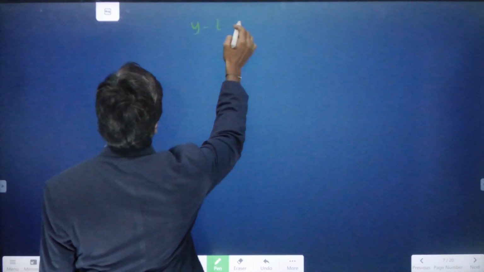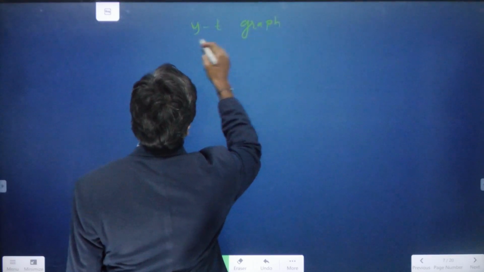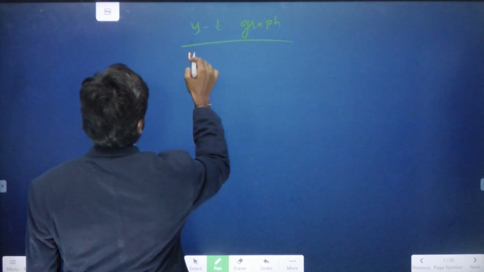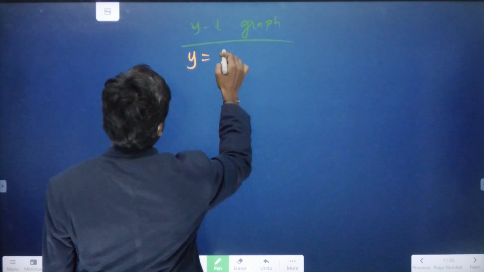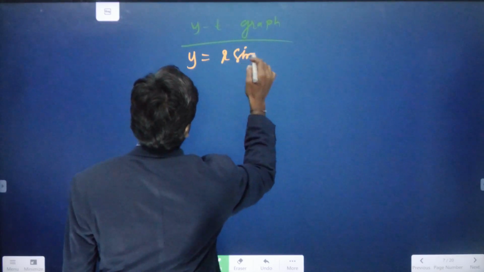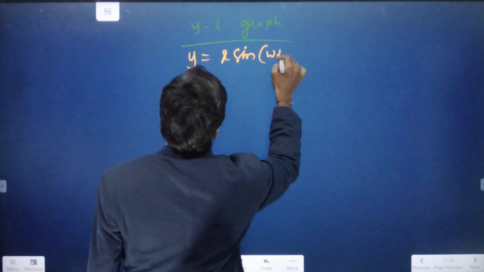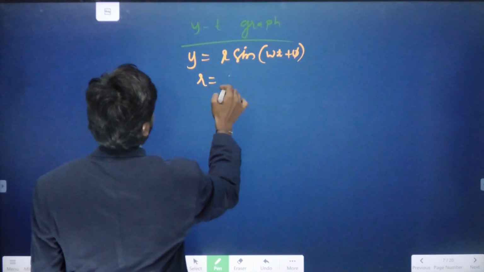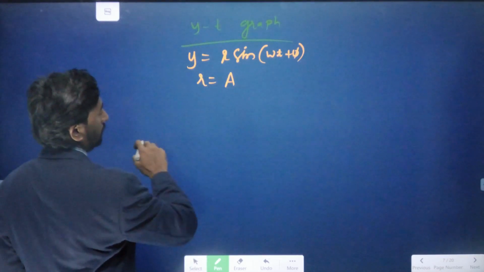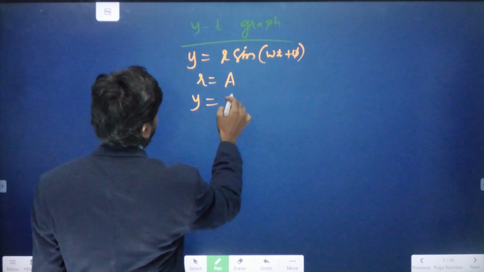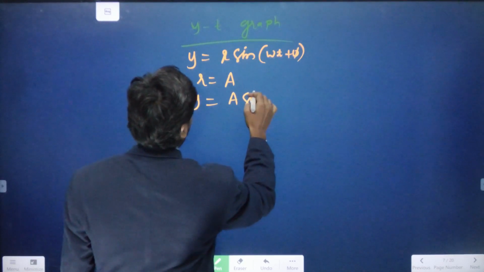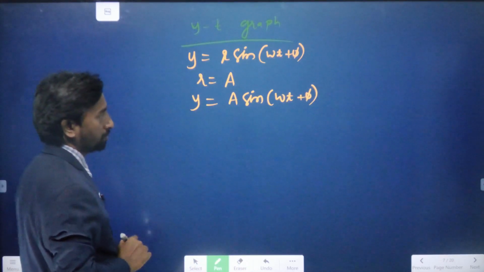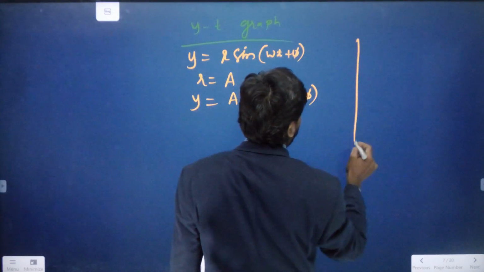The y-t graph. Suppose the displacement equation we got is y equals r into sine of omega t plus pi. If I replace this small r with capital A, because amplitude is denoted by capital A, then the equation can be represented by A into sine of omega t plus pi.